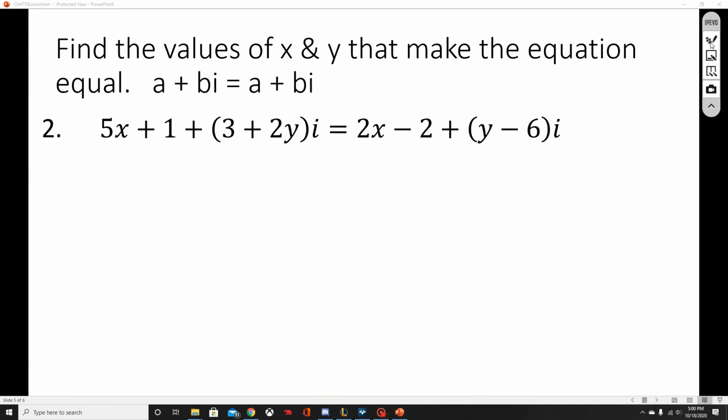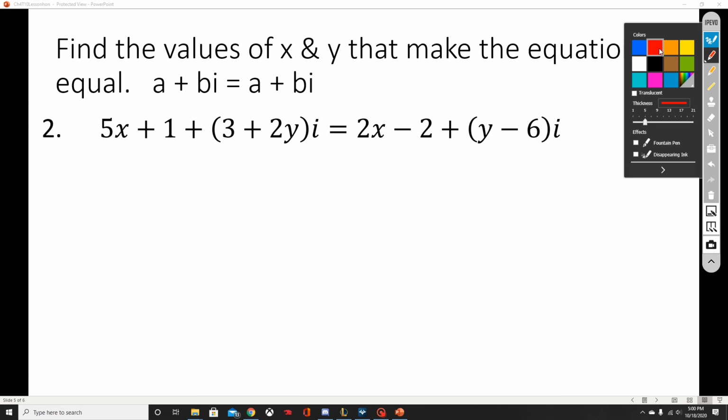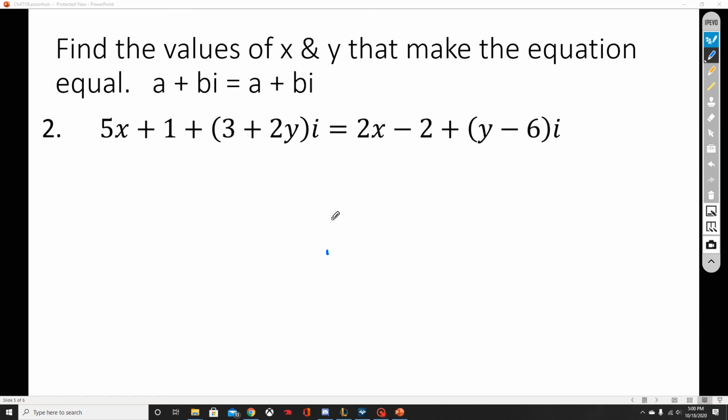So let's look at another one. A little bit more complicated, it looks like, because we got some mess on both sides here. So let's see what we can do. First, let's start by identifying the real part and the imaginary part. So the real part on the left, we have 5x plus 1. And on the right side, the real part is 2x minus 2.